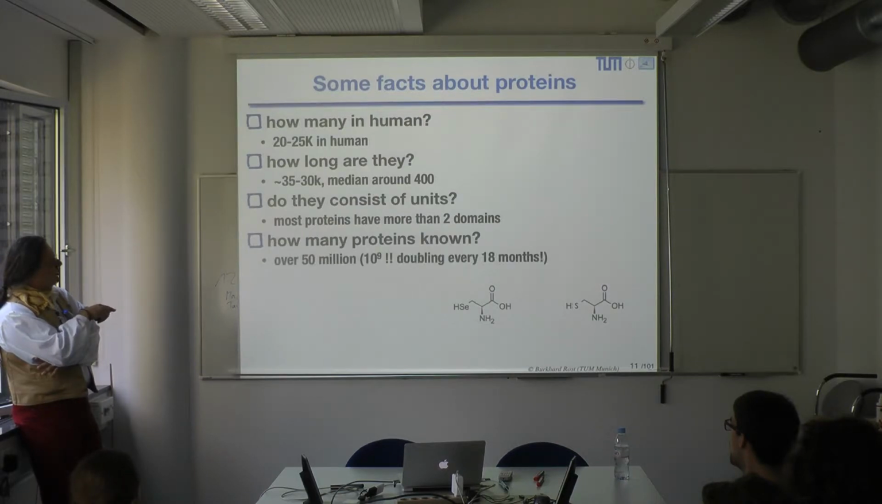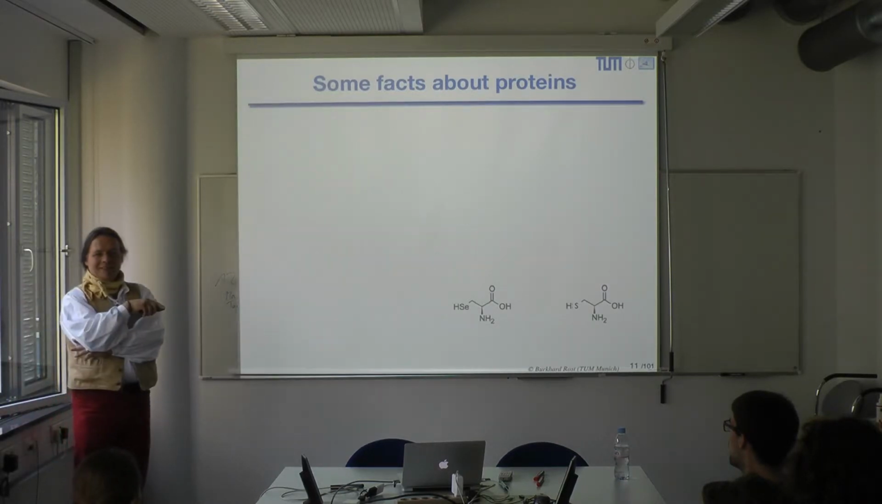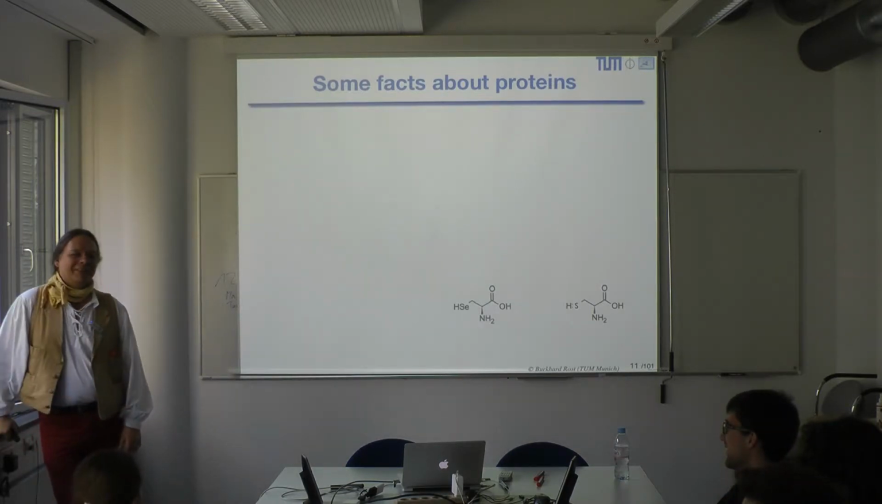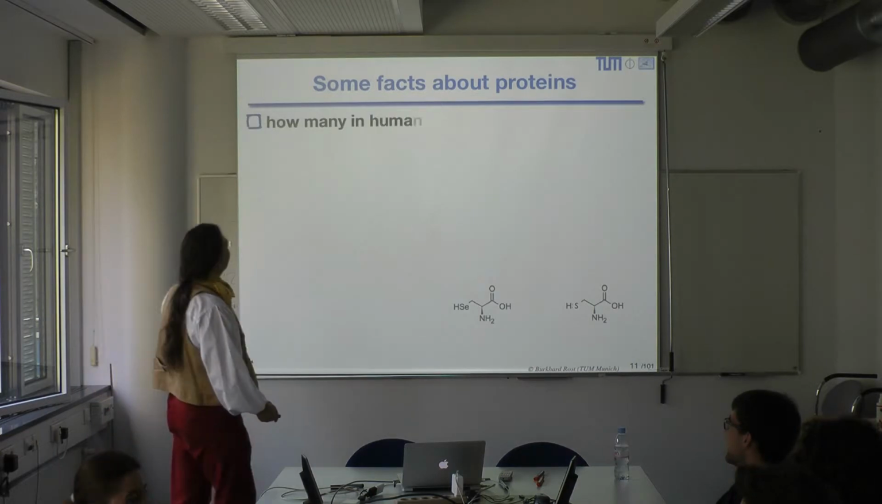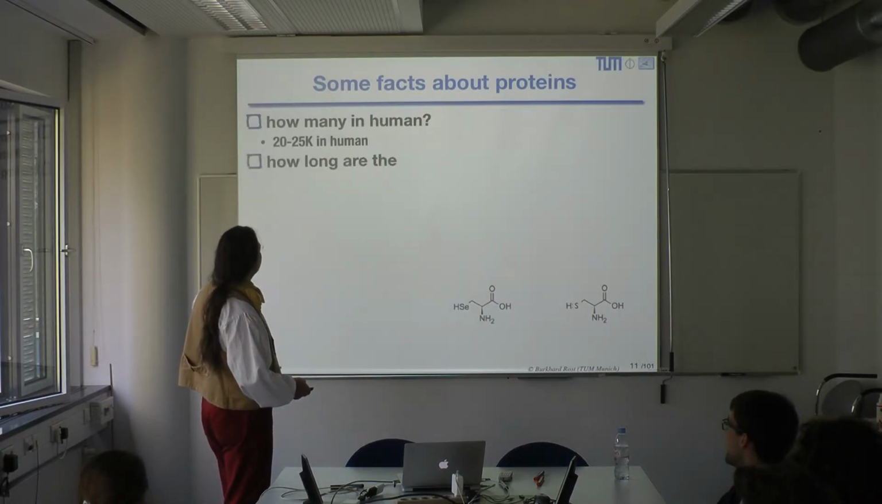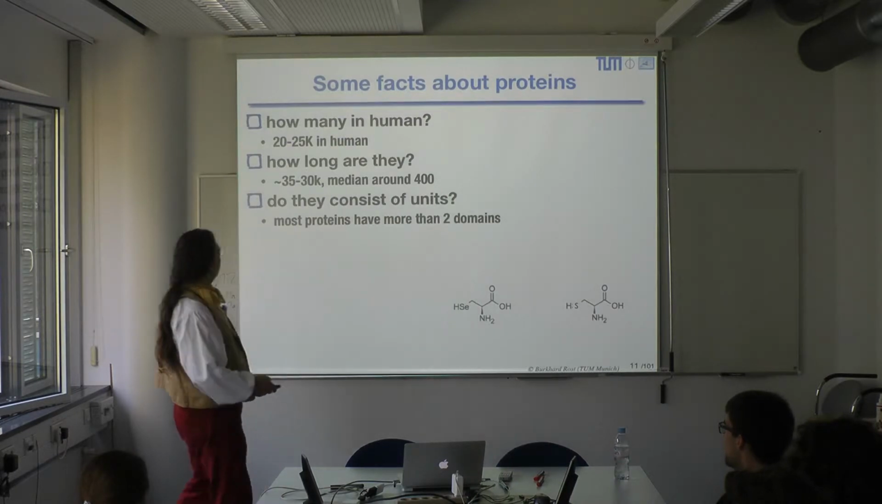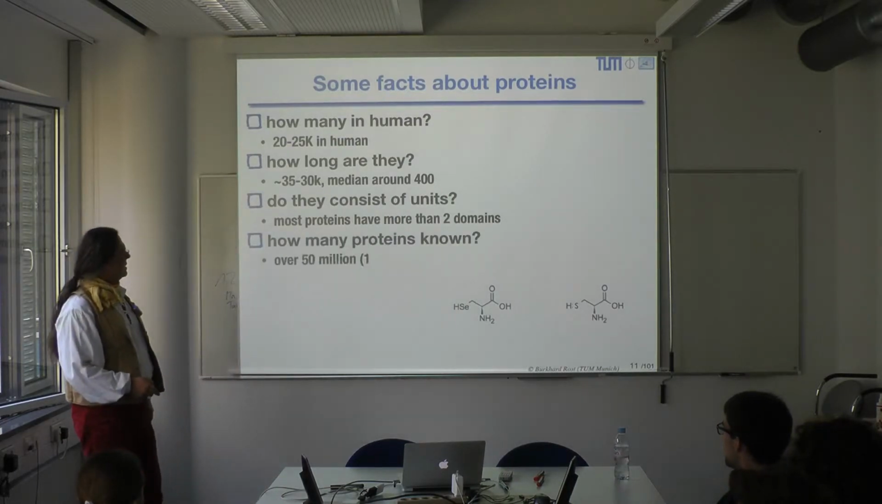How many proteins are known? So it's 52 million at this point in UniProt. And so let me ask a different question.